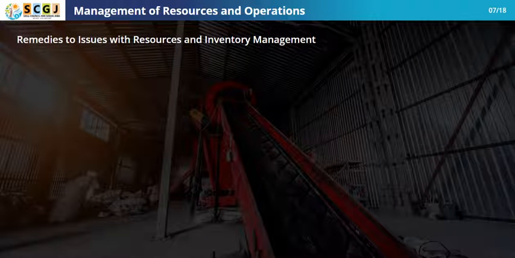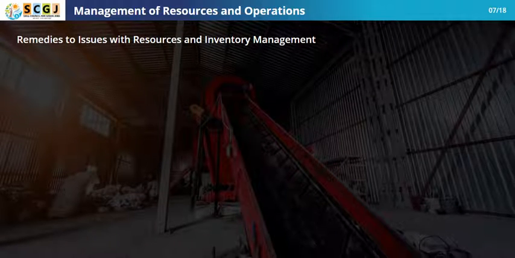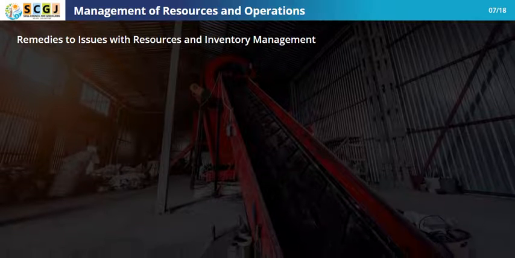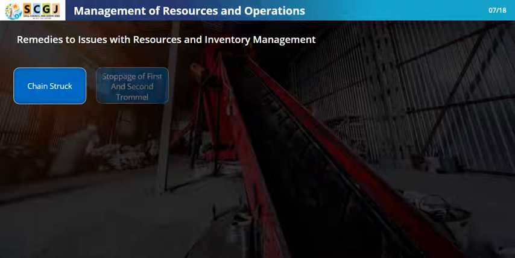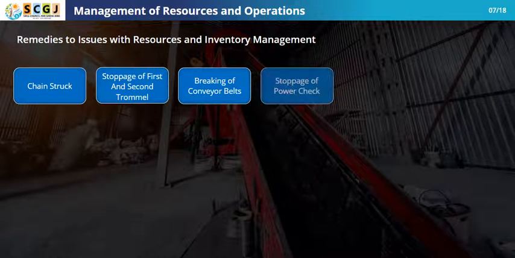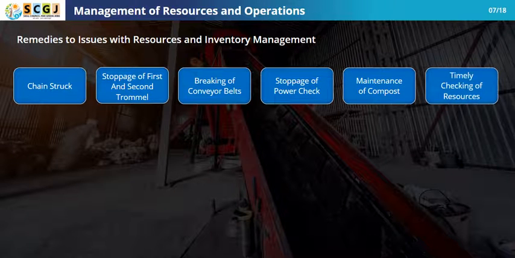Resources and inventory means all the raw materials and tools used in the composting process. The problems and the ways to deal with them are chain stuck, stoppage of first and second trommel, breaking of conveyor belts, stoppage of power, check maintenance of compost, and timely checking of resources. Click each tab to know more.